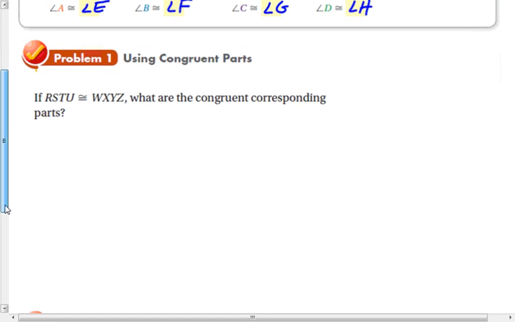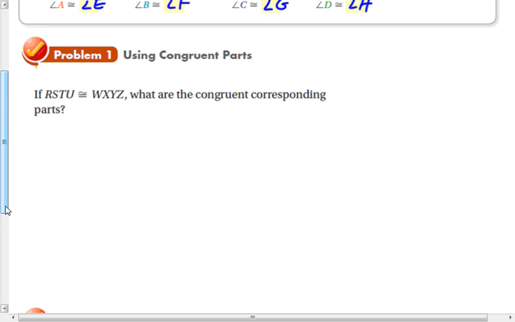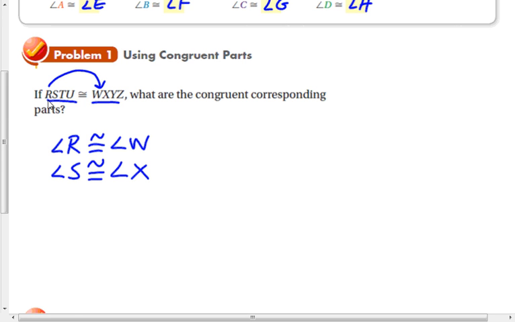All right, problem 1 here, using congruent parts. You should be able to recognize the congruent parts by the way the objects are written. So we have two quadrilaterals here, quadrilateral RSTU, and it's congruent to WXYZ. So if we want to name the corresponding parts, they're in the same order. So that would tell us that angle R is congruent to angle W. Angle S is congruent to angle X. Angle T is congruent to angle Y. And angle U is congruent to angle Z.